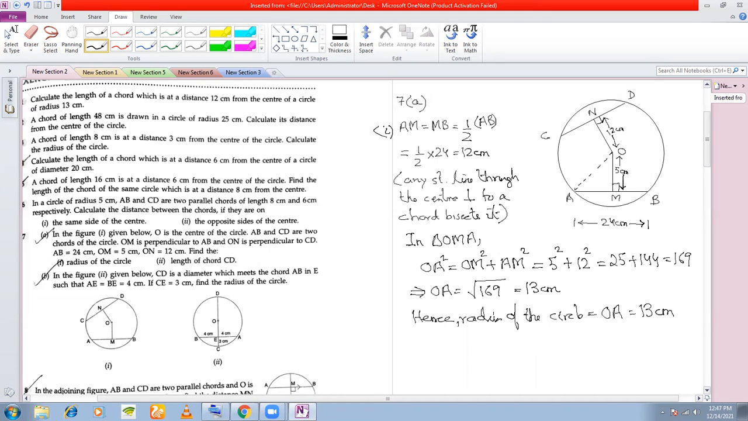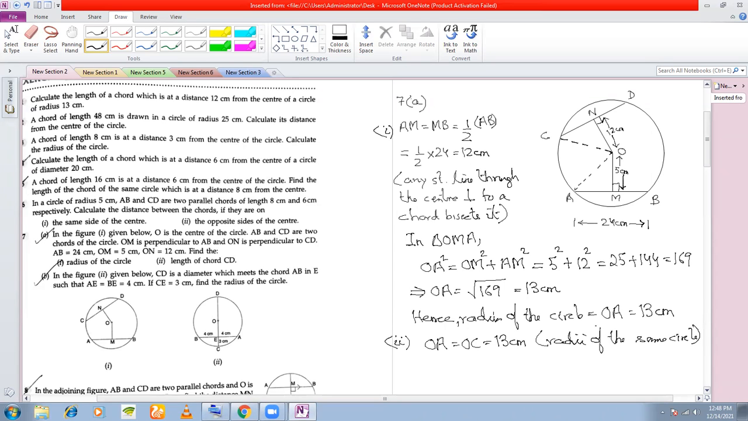Next question is, find the length of the chord CD. The length of the chord AB is given to you. We want to find out the length of the chord CD. In order to do this, we can join OC with the help of a dotted line. So OC is also the radius. So OA is equal to OC is equal to 13 centimeters, radii of the same circle. We have already found this.